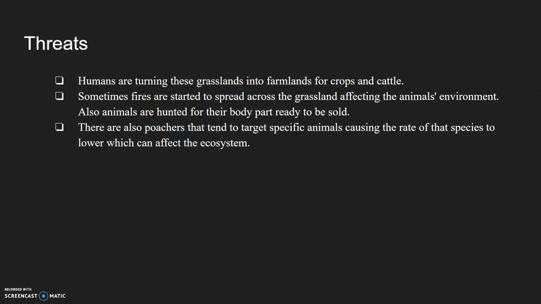how each species takes it. There are also poachers that target specific animals, causing the population of that specific species to lower, which can affect the ecosystem. With poachers, for example, rhinos tend to have their horns taken away. Some of them are just left there to die. With the help of rescuers, they are able to stop most of them, not all of them, but most of them. But it can also affect how the rhino can live. It won't be able to protect itself due to its weapon being taken off from it.